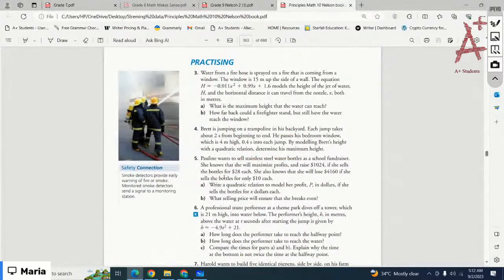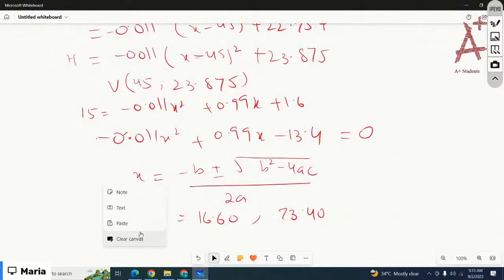Let's just start with question number 5. Pauline wants to sell stainless steel water bottles as a school fundraiser. She knows that she will maximize profits and raise $1,024 if she sells the bottle for $28 each. She also knows that she will lose $4,160 if she sells the bottle for only $10 each. Write a quadratic relation to model her profit P in dollars if she sells the bottle for x dollars each. What selling price will ensure that she breaks even? Right? Let's just start with question number 5.